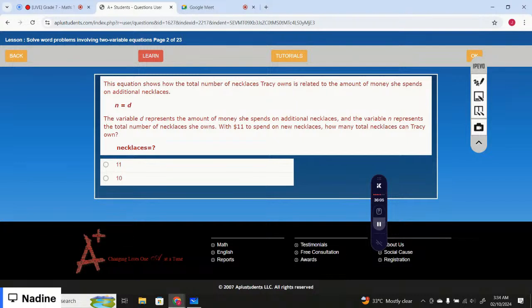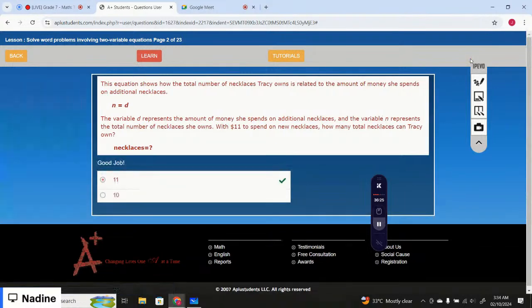N equals D, right? You are given that she spent $11 on new necklaces, so D is 11. Since N equals D, the number of necklaces is also equal to 11. The correct option is option number 1.